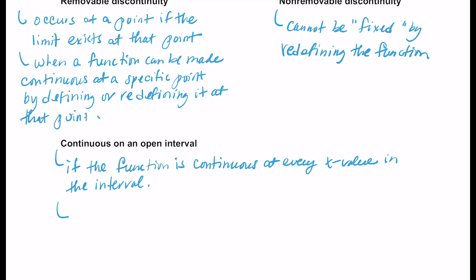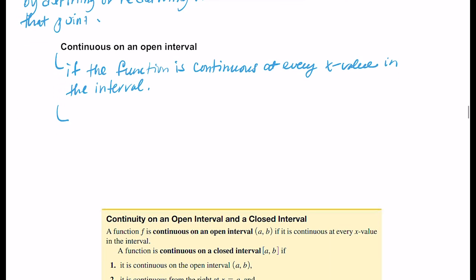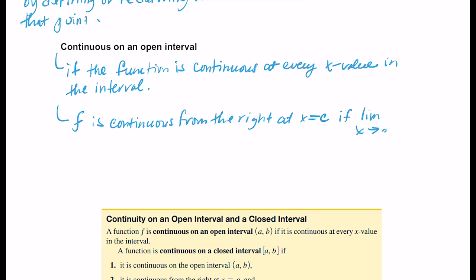Now, two things we need to look at to help us determine continuity in a closed interval. We have to look if the function is continuous from the right, which it is if at x equals c, the limit as x approaches c from the right of f of x equals f of c.